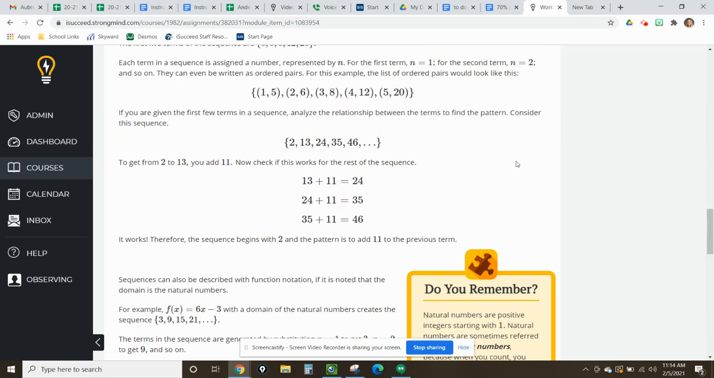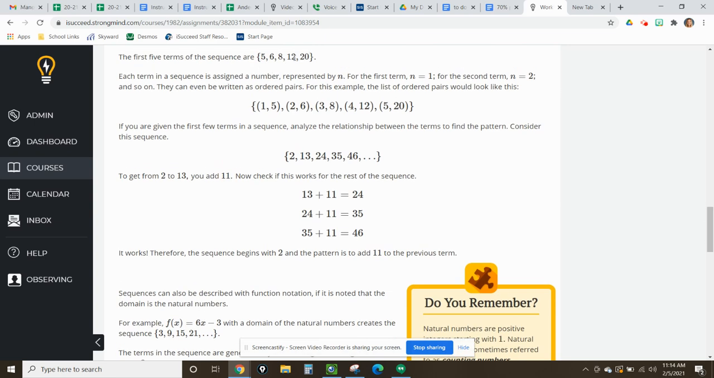Each term in a sequence is assigned a number. For example, the first term was 5. So they could write it as an ordered pair. Here was that sequence again. This is just listed out as a bunch of numbers, but here it is written as ordered pairs. The first term was 5, the second term was 6, the third term was 8. So this right here means the same thing as this. It's just written in two different ways.